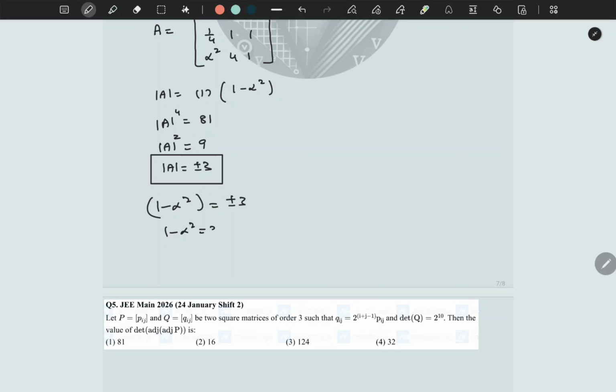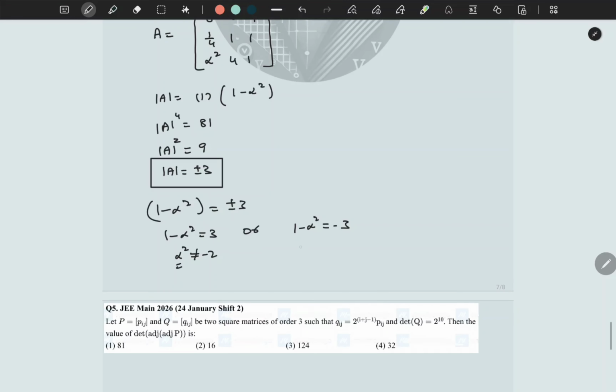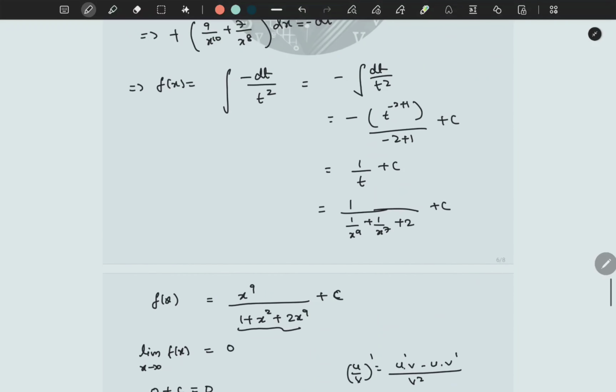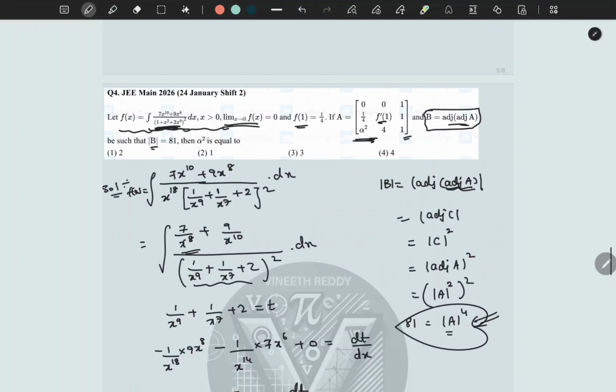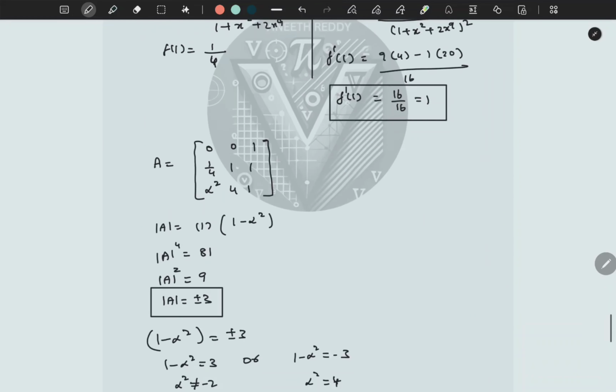That means 1 minus alpha square is either 3 or minus 3. Alpha square cannot be equal to minus 2 because it's real numbers. Real number square cannot be negative. So alpha square should be 1 plus 3, that is 4. He is asking us to find the value of alpha square, so alpha square will be equal to 4, dear students. That's it. Let us go to the next question.